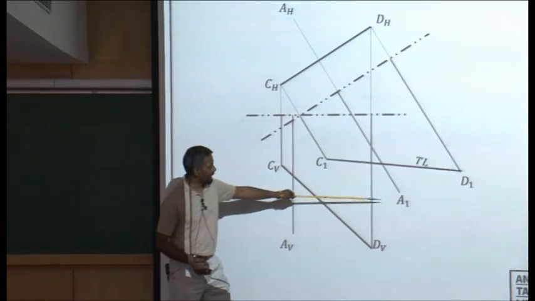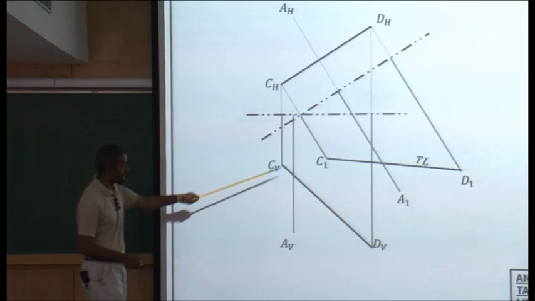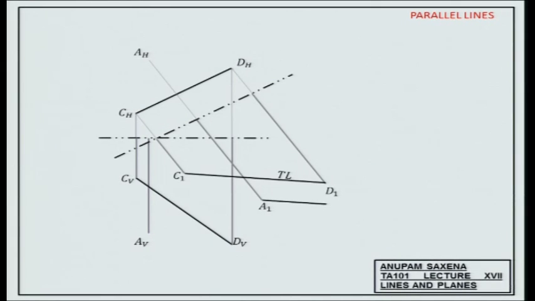So I can draw a line passing through A1, which is parallel to C1 D1, of any length. Let's say this is point B1. I take B1 back. I'm going to be using the same rules now. Where do I locate that B1 over there?